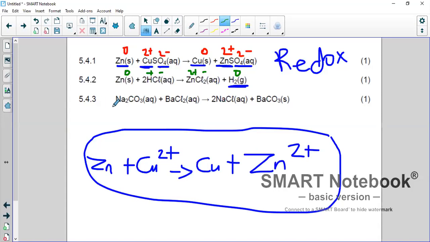Right, let's take a look at the charges. Did they change? Zinc was 0. Now it became a 2 plus. That's an increase in oxidation number. So it means zinc lost electrons. Then we look at the second one. Hydrogen was a +1. Now it becomes a 0. That's a decrease in oxidation number. So it means hydrogen gained electrons.